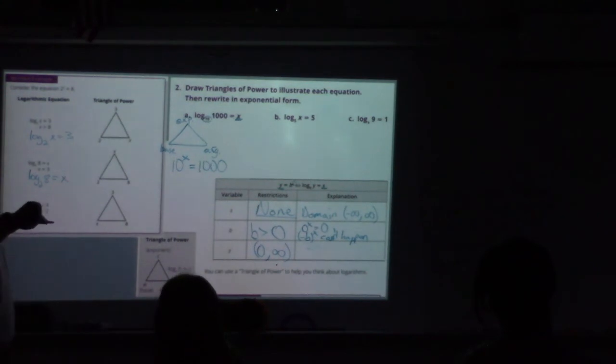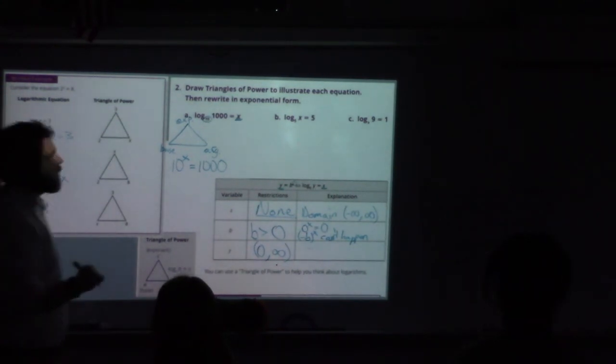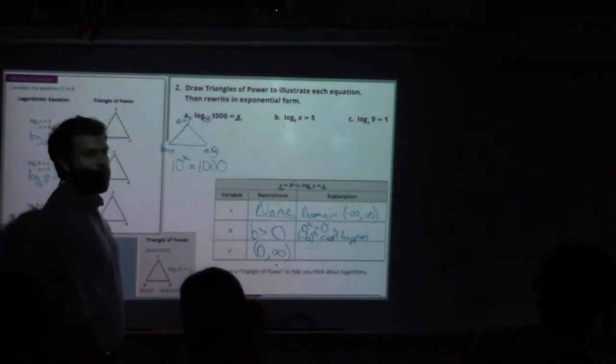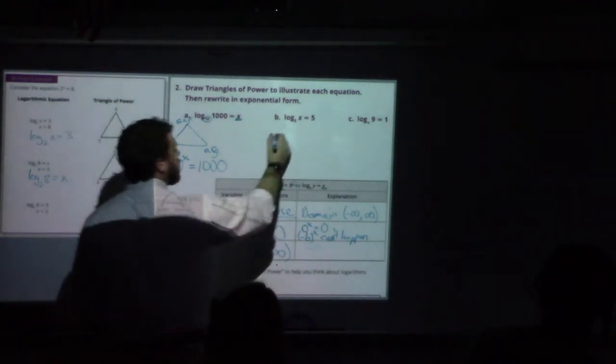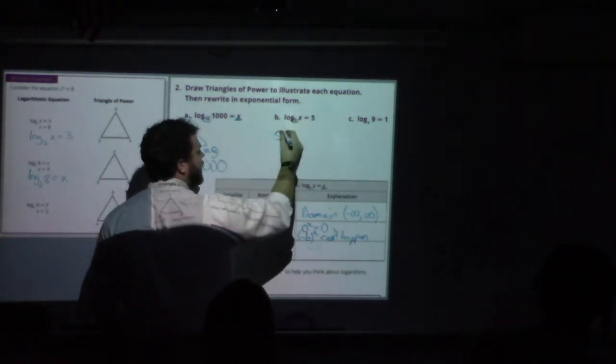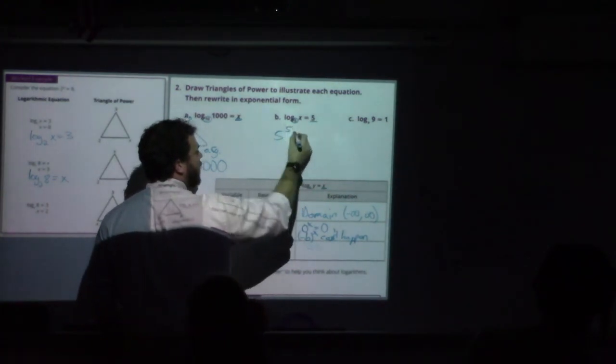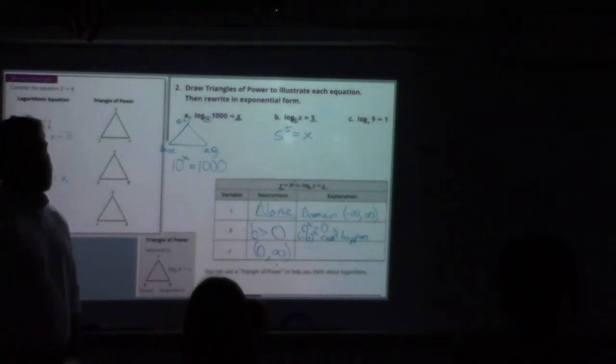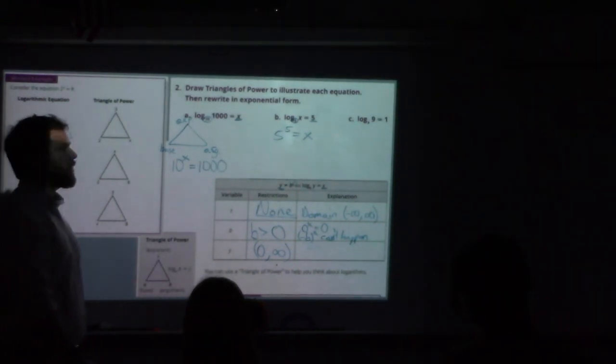Just a couple minutes left. So with b, what would be the exponential expression? Base raised to the exponent is equal to x. Notice sometimes it's going to be easier to think about it as an exponential expression. You have to make a decision about when it's easier to think about it as an exponential expression.